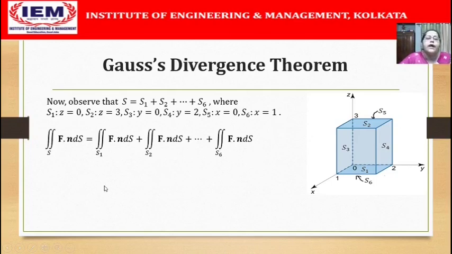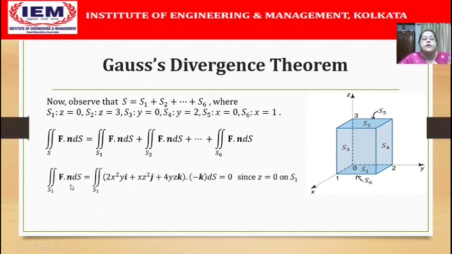So let us do that one by one. The first one is the surface integral of F dot n dS over S1. Here we put the expression for F: 2x²y i + xz² j + 4yz k, where of course we know that i, j, k are the unit vectors in the x, y and z directions.